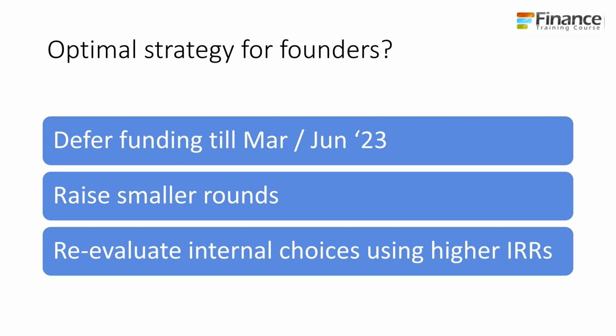My third and final point is reevaluate all internal choices. Doesn't matter whether you're raising or not raising, reevaluate all internal choices using a significantly higher market-based IRR. If you're adding a product, building a feature, hiring a resource, buying a computer, laptop, printer, or generator, run that math at 35% IRR, dollar denominated. And if that math makes sense, go ahead and do it. If it doesn't, step back, defer, delay, or kill that specific project.